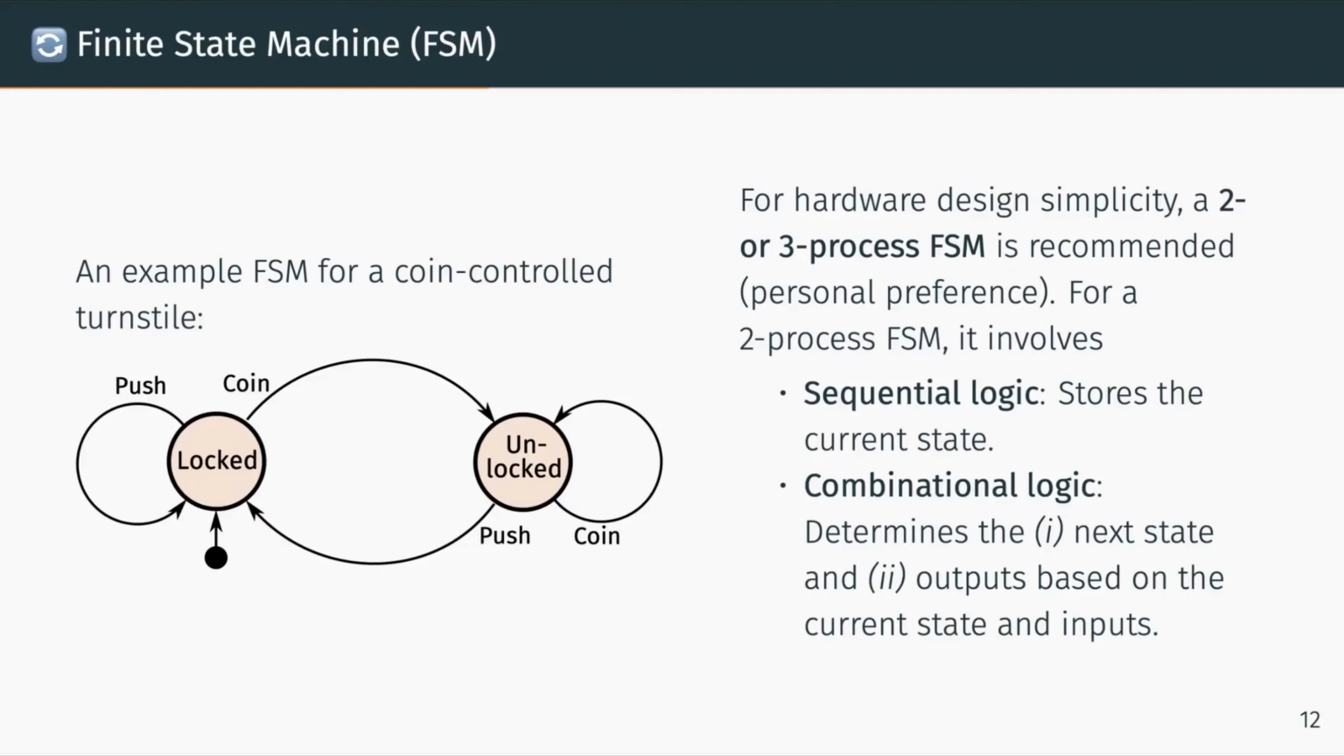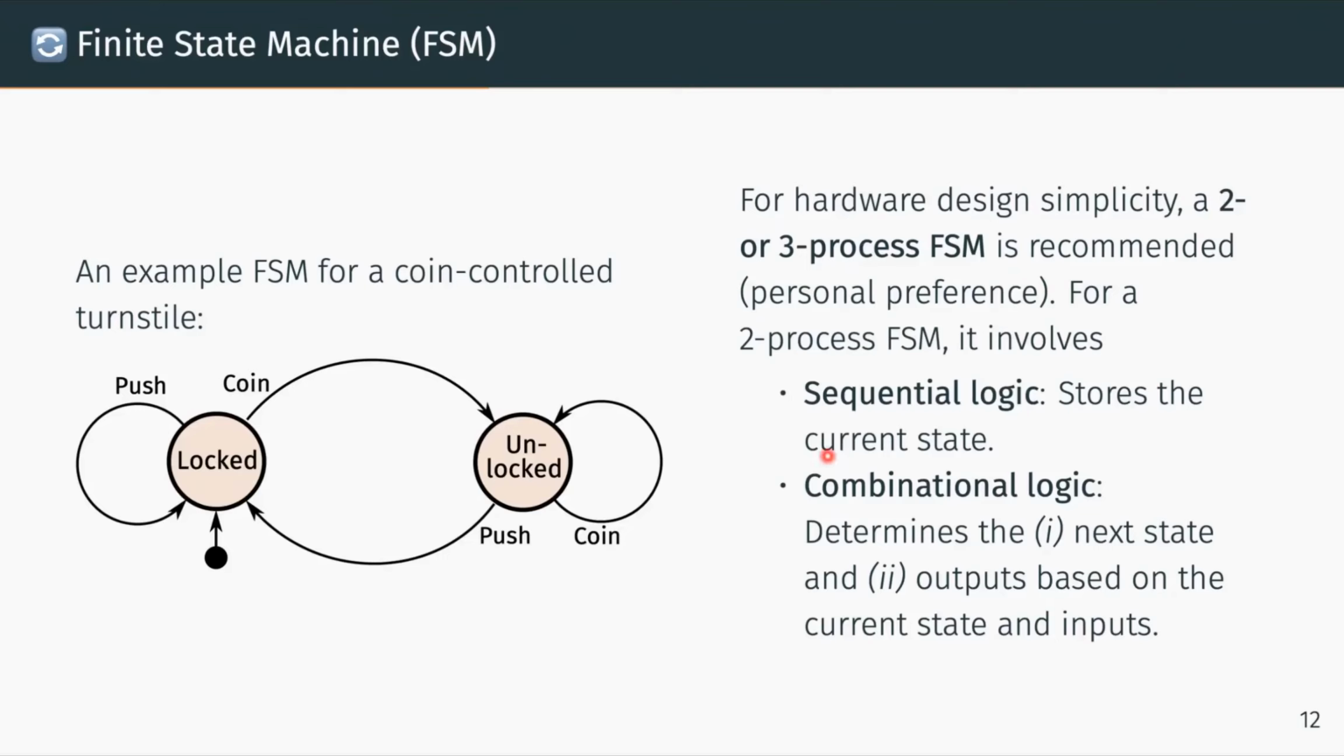So that's how the hardware is working. If we use a 2 or 3 process finite state machine, we can have two things. The first is the sequential logic. For the hardware, the sequential logic will store the current state, whether we are doing task A or task B, or in other words, whether we are now at the idle state or the busy state or whatever state. So that's the sequential logic.